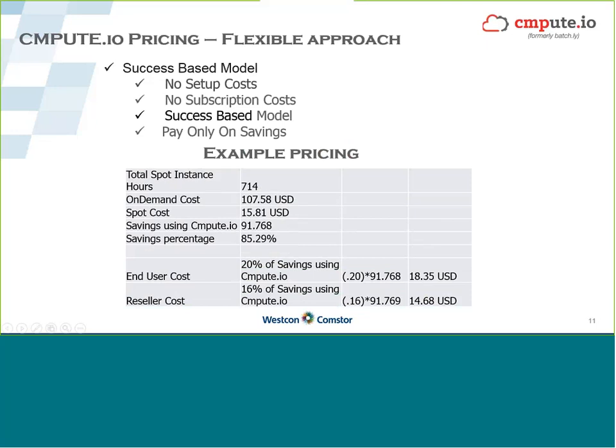And here's your end user costs here. So they're saying that for that sort of saving, the customer is going to be paying 20% of that saving, which they'll be paying out $18.35 USD for the service. And you as the reseller are going to get paid 16% of the savings. So 16% of $91.76 is $14.68. So it's a very carefully put together pricing and cost formula. And I think it works very, very well.